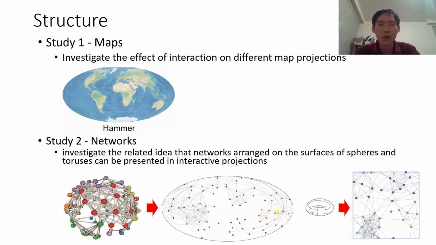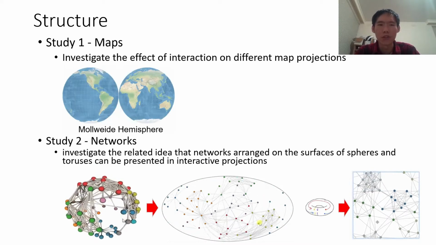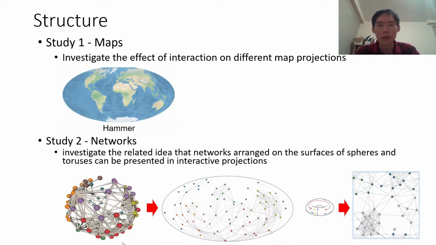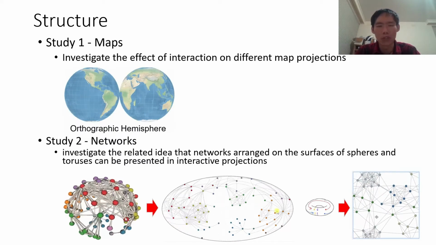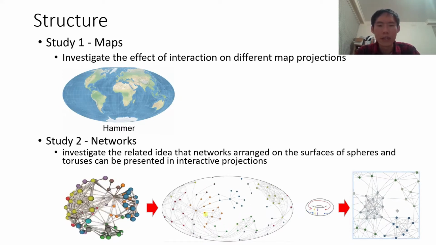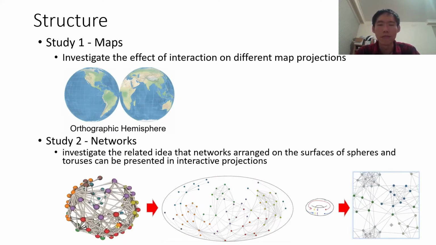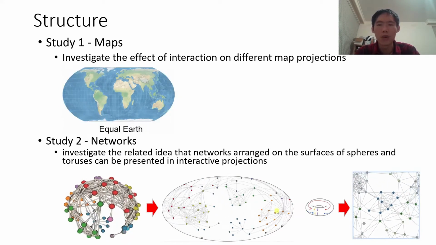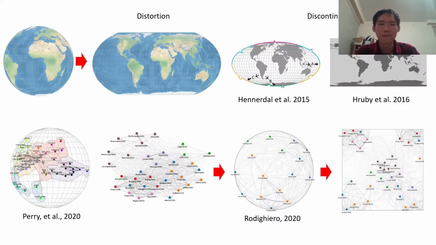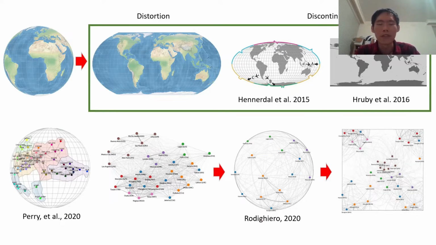The overarching goal of this research is structured into two studies. First, we investigate the effect of interaction on different map projections. Second, we investigate a related idea that networks can be drawn on a 2D sphere or torus and presented in interactive projections.